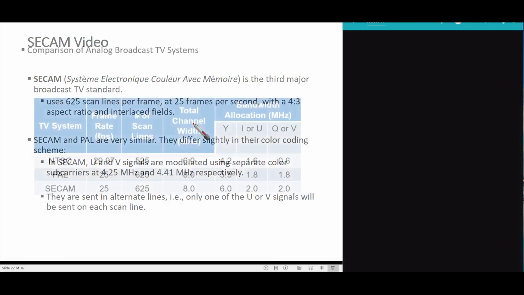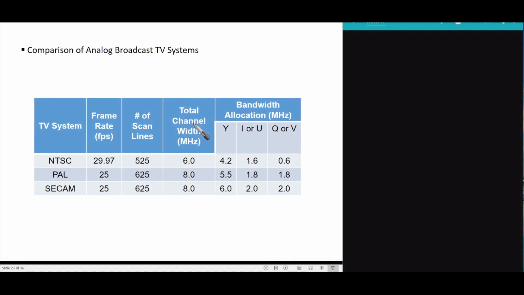So if we summarize all of this together, the analog video information is mainly used for television. NTSC TV systems use 30 frames per second, or more appropriately 29.97 frames per second, and they have 525 lines in every frame. The bandwidth reserved to transmit all the information is 6 megahertz.